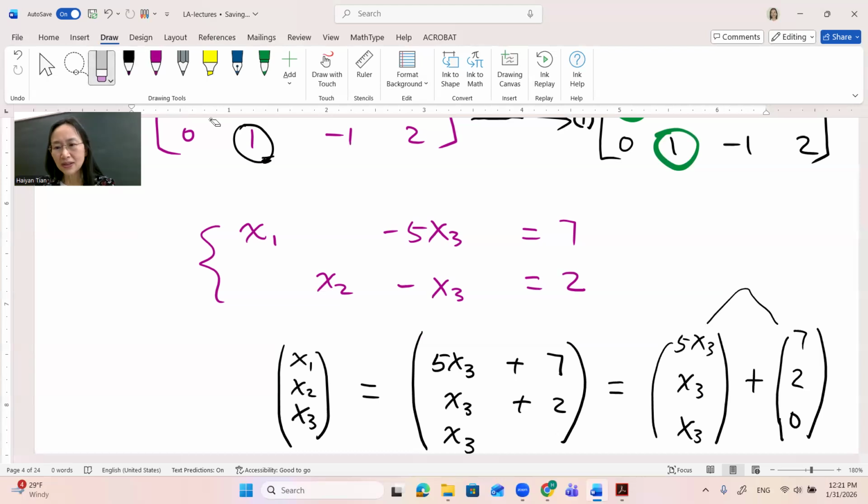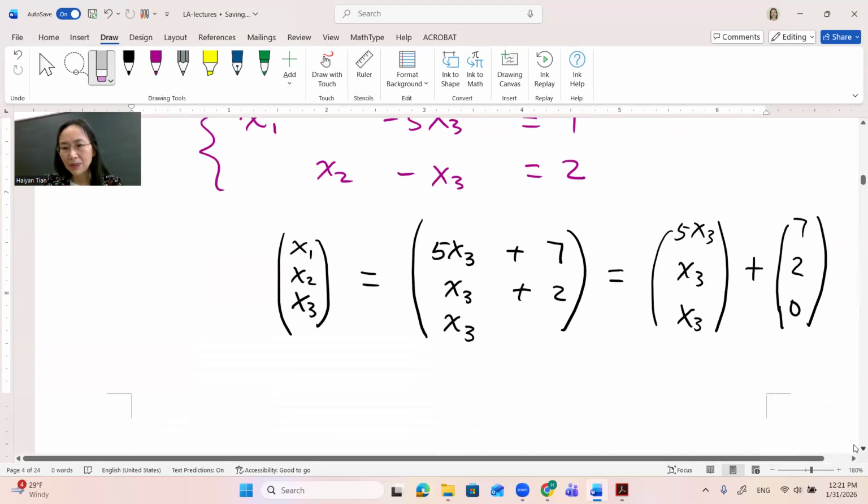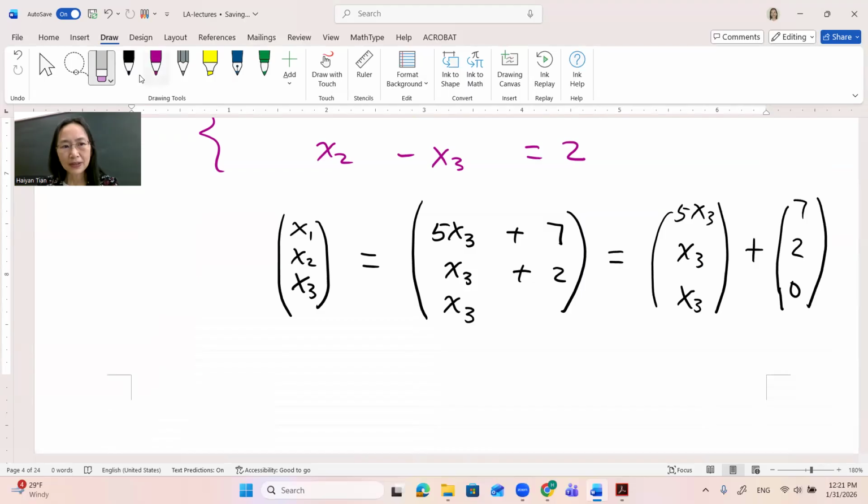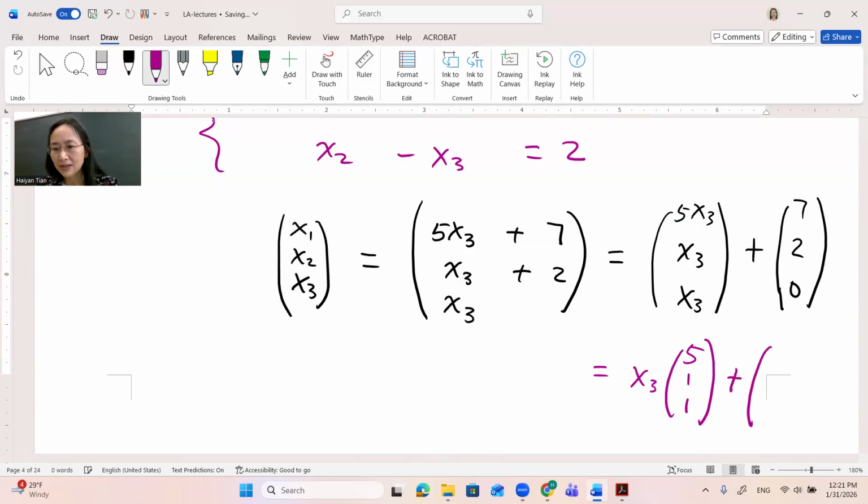We can write 7, 2, 0. So you can see the solution vector is just a sum of 2 vectors of this form. One constant vector, which is (7, 2, 0). But we recognize the first part, the vector, is in fact a multiple of (5, 1, 1). That is a solution of the corresponding homogeneous system. But of course, if it's a solution of the homogeneous system, it's not a solution of this non-homogeneous one, so they differ by this. If you add this vector to a solution of the non-homogeneous system, you get a solution of the non-homogeneous system.